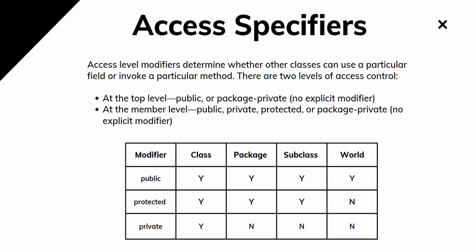When dealing with encapsulation, access specifiers or access level modifiers are what determine whether other classes can use a particular field or invoke a particular method or behavior in another class. And there are two levels of access control. At the top level, we have public or package private, which is with no explicit modifier. And at the member level, we have the public, private, protected access specifiers, or package private with no explicit modifier.